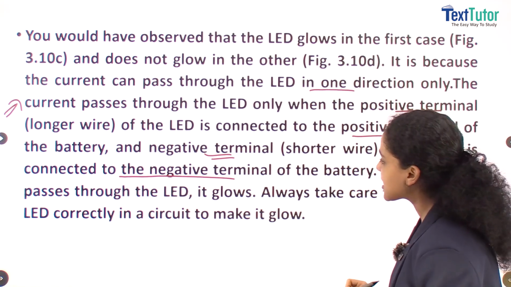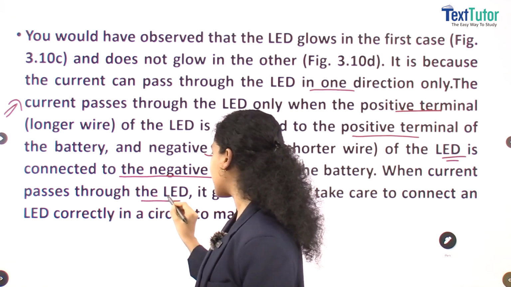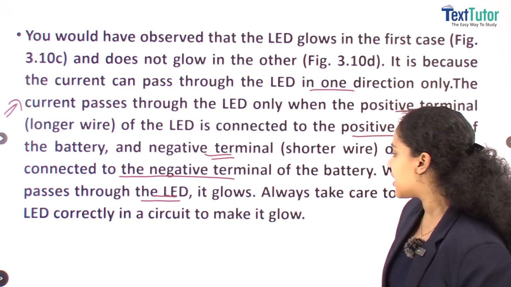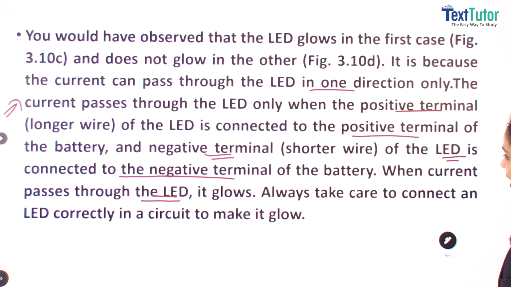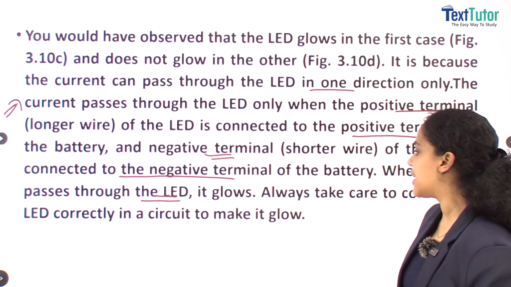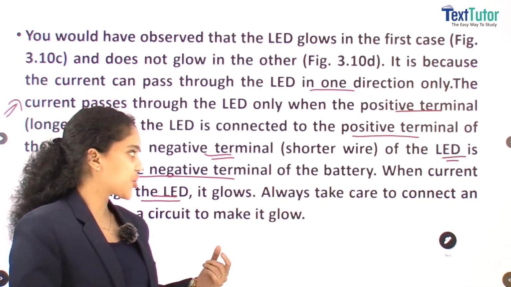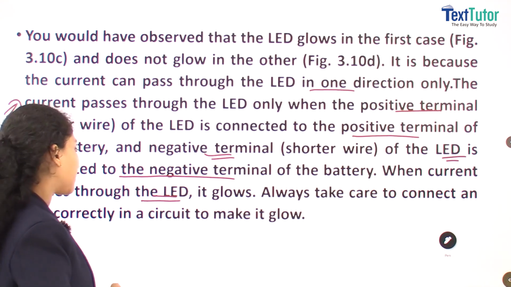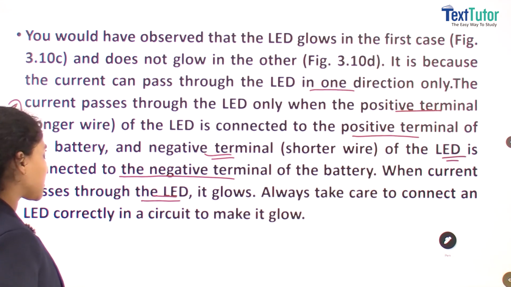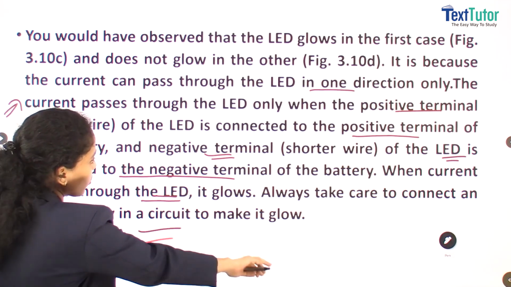When current passes through the LED, it glows. Always take care to connect an LED correctly in a circuit to make it glow. So while making an LED glow, we must check that the connection is proper and the circuit is connected properly. So when current passes through the LED, it glows.